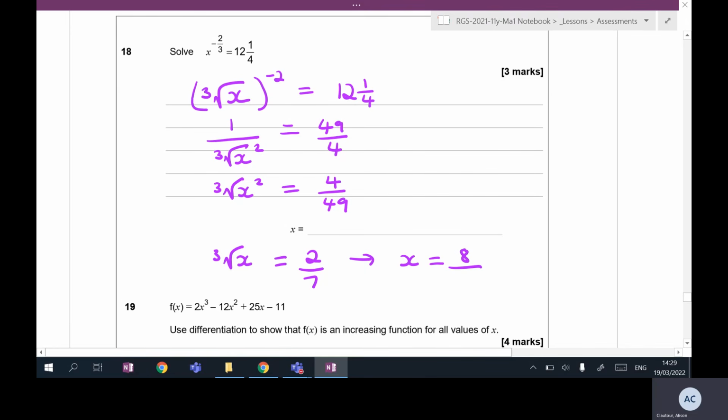So 7 cubed, not a very nice number to do. 7 times 7 is 49. So you're doing 49 times 7. So 28, 34.